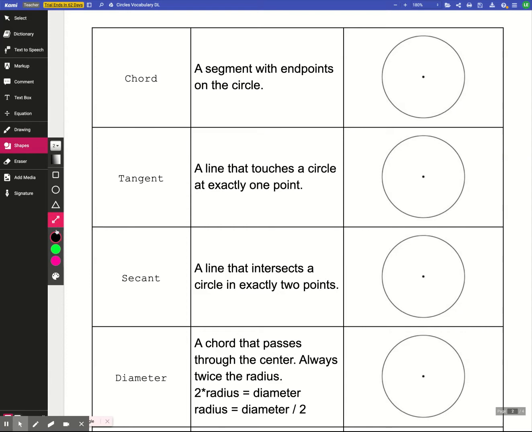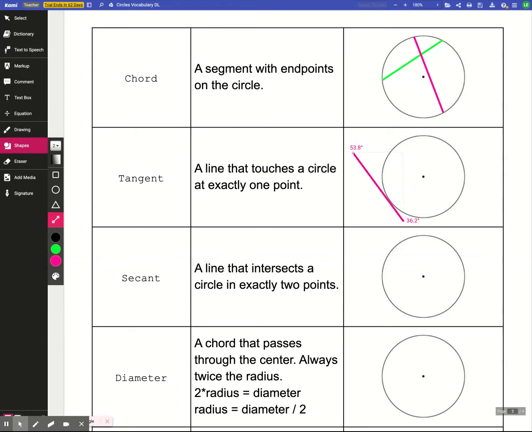So first, a chord. A chord is any segment where both endpoints are on the circle. So that is an example of a chord. I'll draw another one for you in a different color. That is an example of a chord. Okay, so it's just any segment that's completely encompassed within the circle, and the two endpoints are directly on the circle. Okay. A tangent. Okay, a tangent is a line that touches a circle in exactly one location.